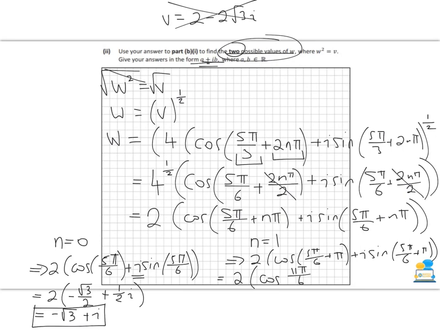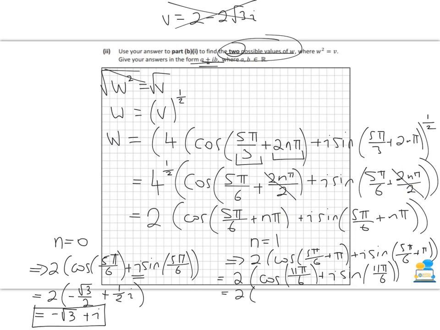Now, do you have to do that? Absolutely not. You could just pop it into your calculator as cos bracket 5 pi over 6 plus pi. That would work as well. It's really just personal preference if you want to tidy them up or not. So now let's go and pop that into our calculators.